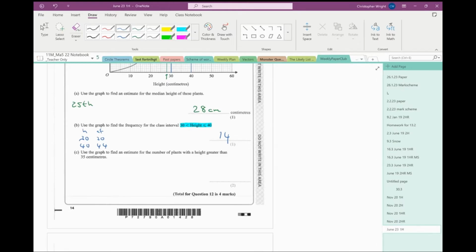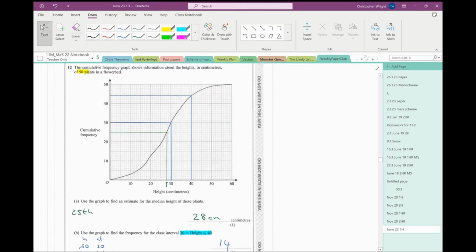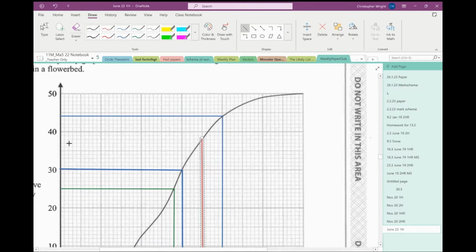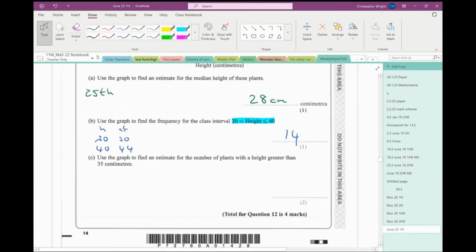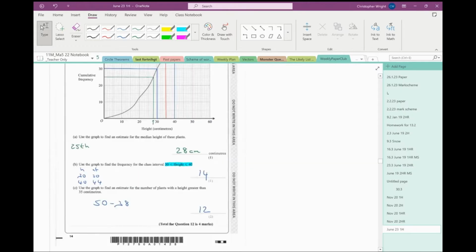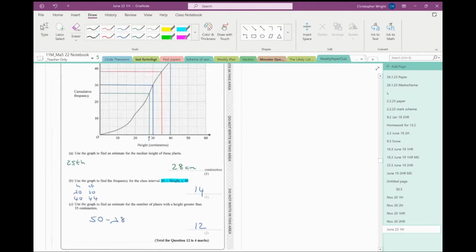Use the graph to find an estimate for the number of plants with a height greater than 35. Right, height greater than 35. Well, it looks to me as if there are 38 plants with a height of less than 35. So the answer must be the 50 plants minus 38, which are less than 35, gives me 12 plants which have a height of greater than 35 centimetres.